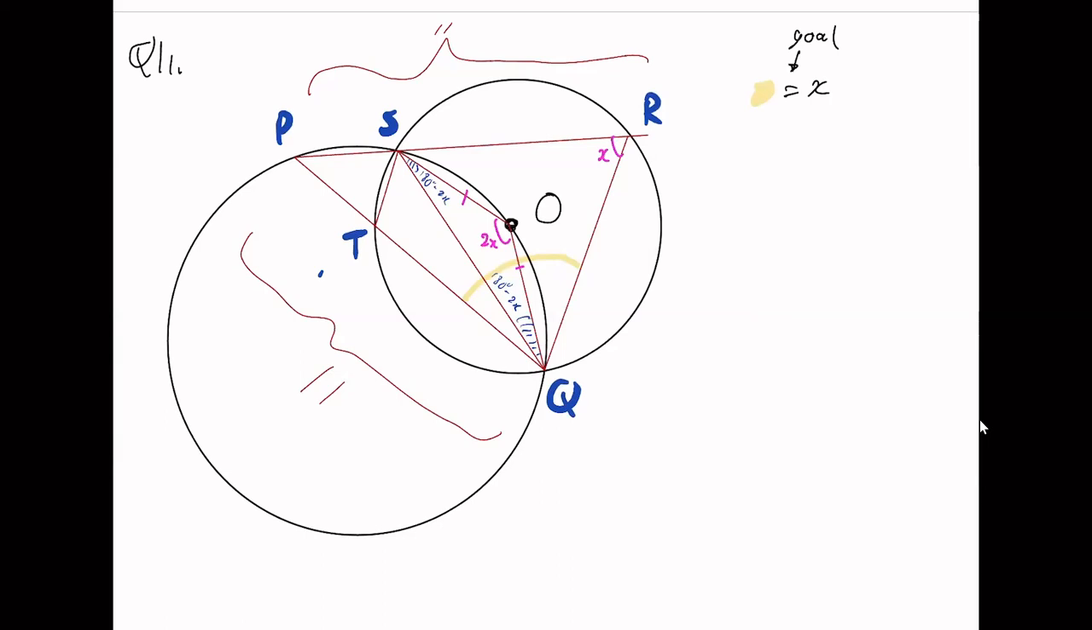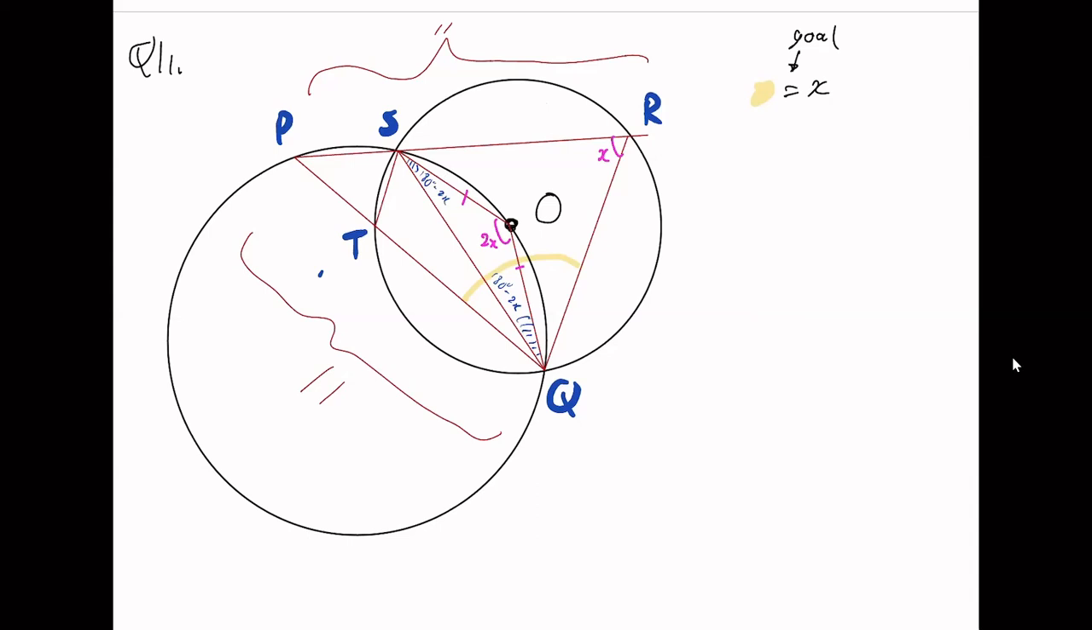Okay, this is a cyclic quadrilateral. Yes, cyclic quadrilaterals, as long as you have 4 points on the circumference. Okay, isn't this like 180 minus x? Why is it 180 minus x?